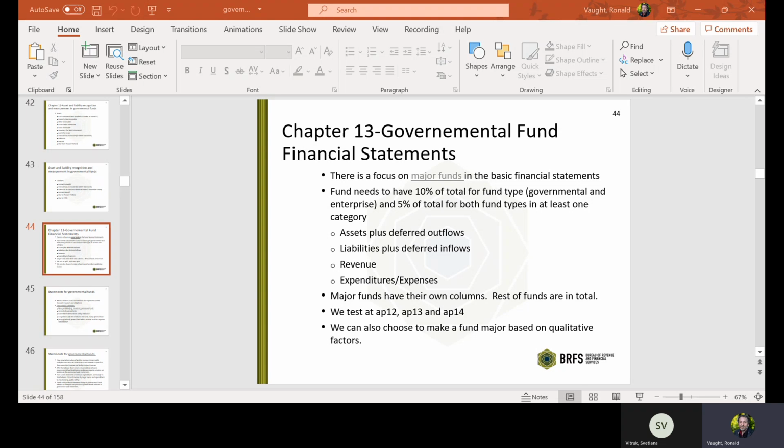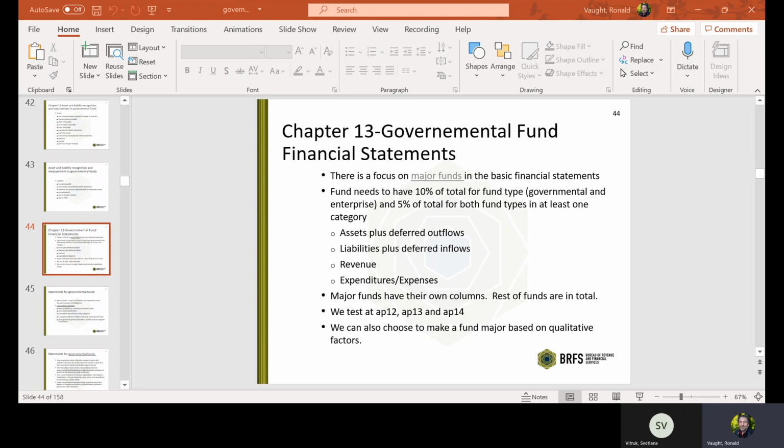So what we're doing is we have a column for each fund. And what are the deferred outflows plus assets? And deferred inflows and liabilities, revenues, and expenditures. So general fund is just automatically always a major fund, regardless of anything. In every other fund, what we're looking for, this is telling us that 281 million is 18% of the total governmental fund assets and deferred inflows.